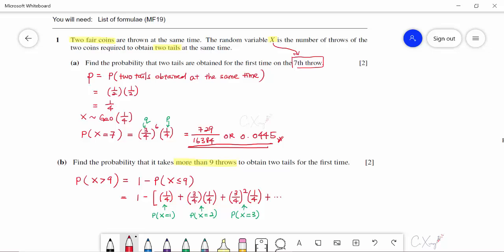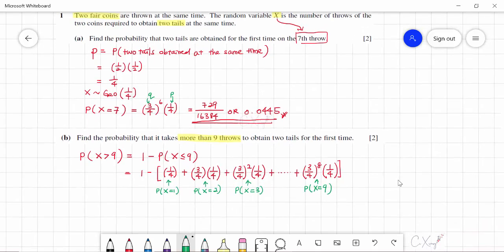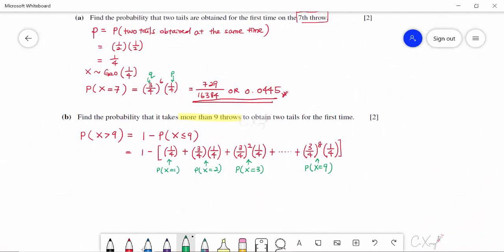And if you continue until X equals 9, it will be (3/4)^8 multiplied by 1/4, which means that for the first 8 times, you didn't get two tails at the same time, but at the 9th row, you get two tails at the same time. So if I focus again on all the things in the large bracket here, you can see that it actually forms a geometric progression, the sum of a geometric progression. Can you see that? So this whole line is actually a geometric progression.